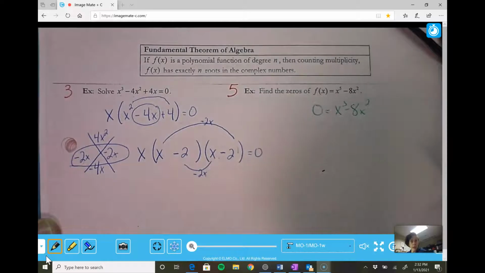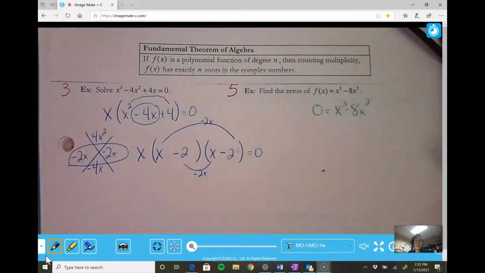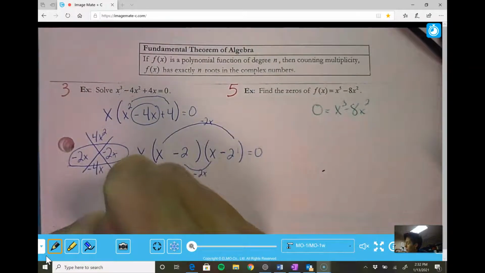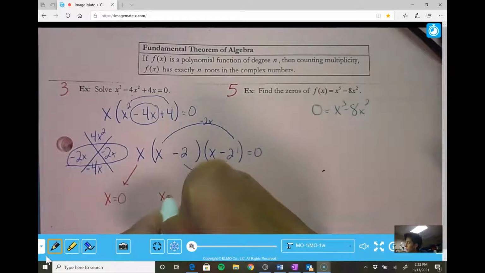So this has been factored all the way. Anytime you think you're done factoring, always double check to see if there is a difference of squares. These both have a difference, but this doesn't have a perfect square root, which means this doesn't, and neither does 2. So we are done factoring, and when you're done factoring, you just take each factor and set it equal to 0.